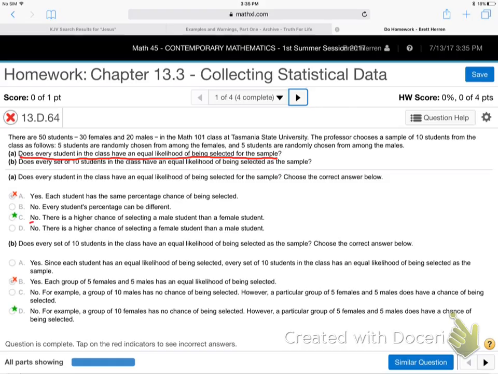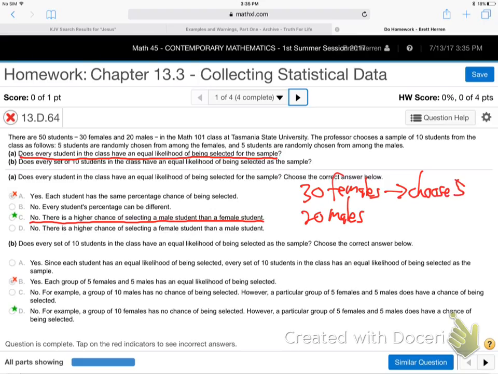You can tell I'm saying no. There's a higher chance of selecting a male student than a female. Why? How am I coming up with that? You see what's going on up there? There's 30 females in the class. There's 20 males. Five from each. Choose 5 and choose 5. So they're choosing 5 males and 5 females.